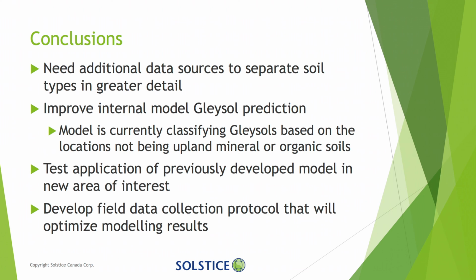So where are we going with this next? We need additional data sources to separate soil types in greater detail, particularly brunosols. We need to find ways to improve our internal model glacial prediction accuracy, because as soon as we added an additional category, that glacial category kind of fell apart. And then we want to test these previously developed models on new areas. It's one thing to build a model that works really well in the area you trained it on, but it's a whole other test to see how well it generalizes to new areas.